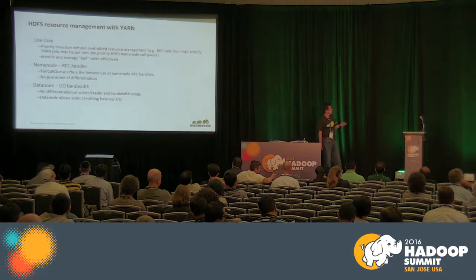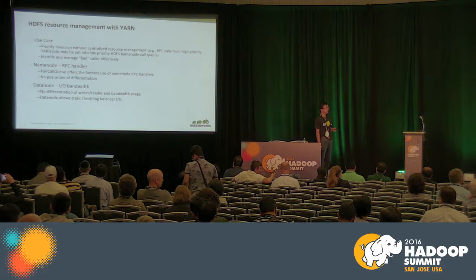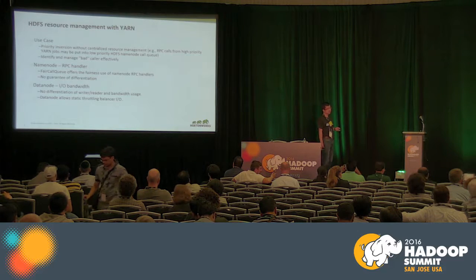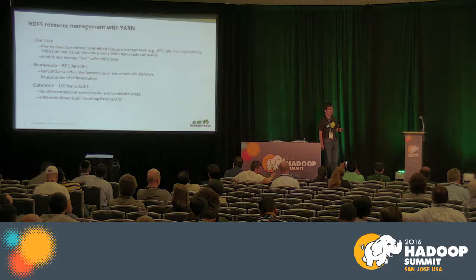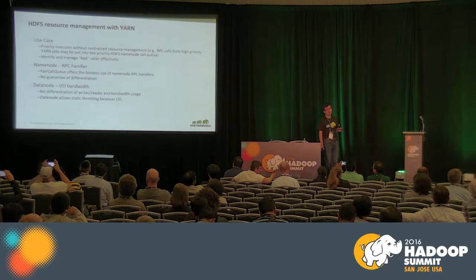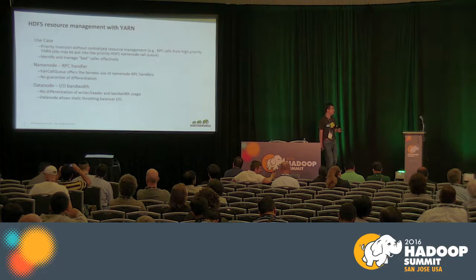And with QoS in mind, we look at other layers in the Hadoop stack. Yarn, as we all know, is the resource manager for the Hadoop cluster. It currently has a well-designed model for CPU, memory, and GPU resources. But the HDFS resources are outside the management of Yarn. So that could cause some problems. For example, priority inversion is one of those.